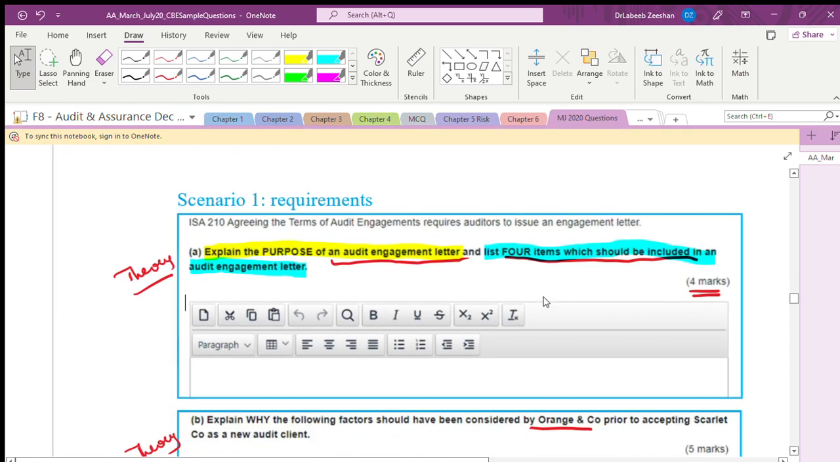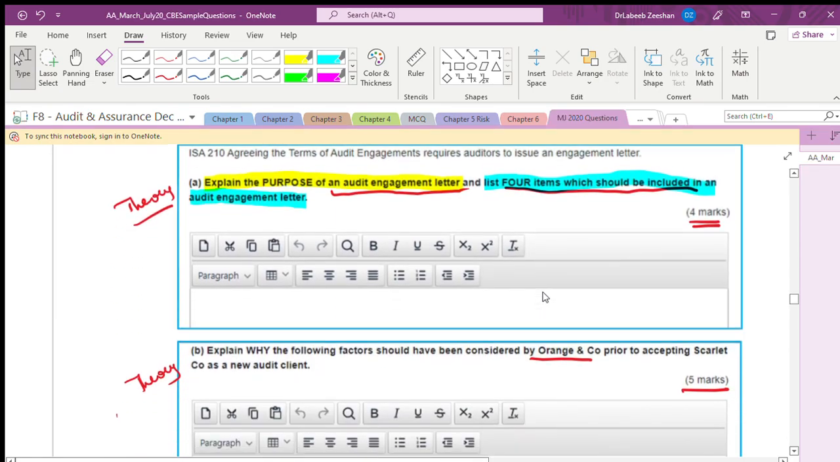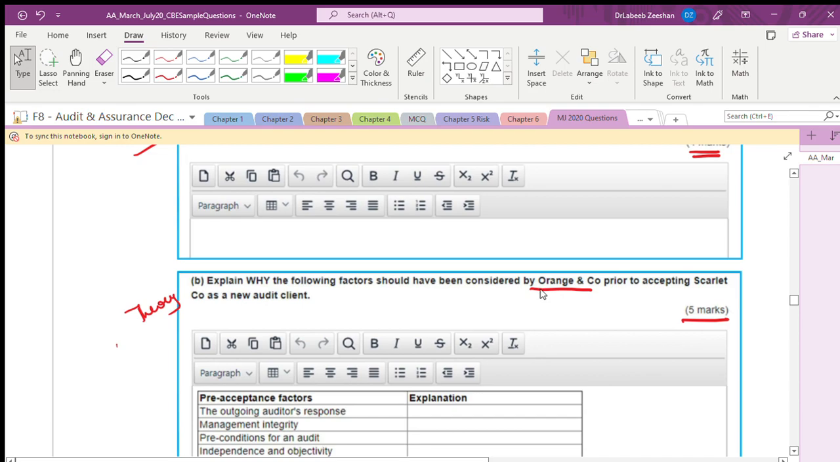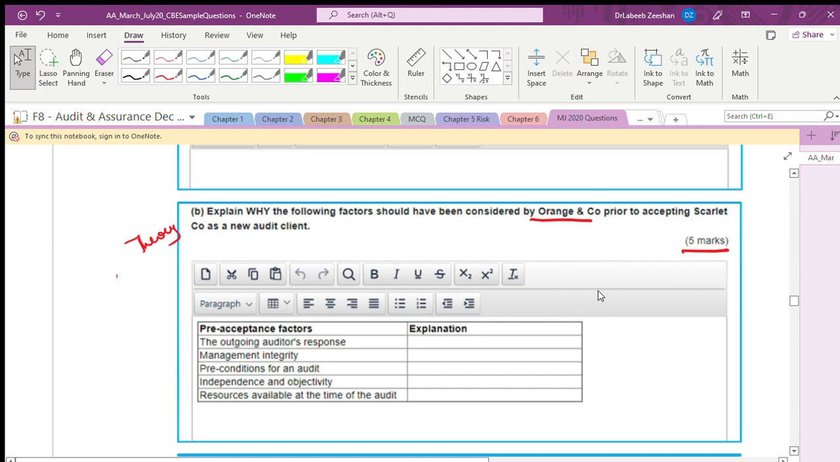Now, 4 marks are there. Explain why the following factors should be considered by Orange Company prior to accepting Scarlett Company as a new client. Okay, what are the factors which you have to consider?